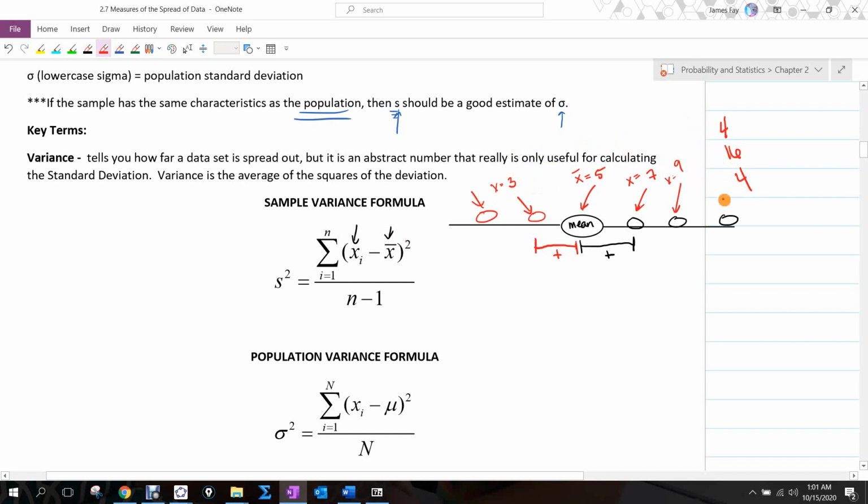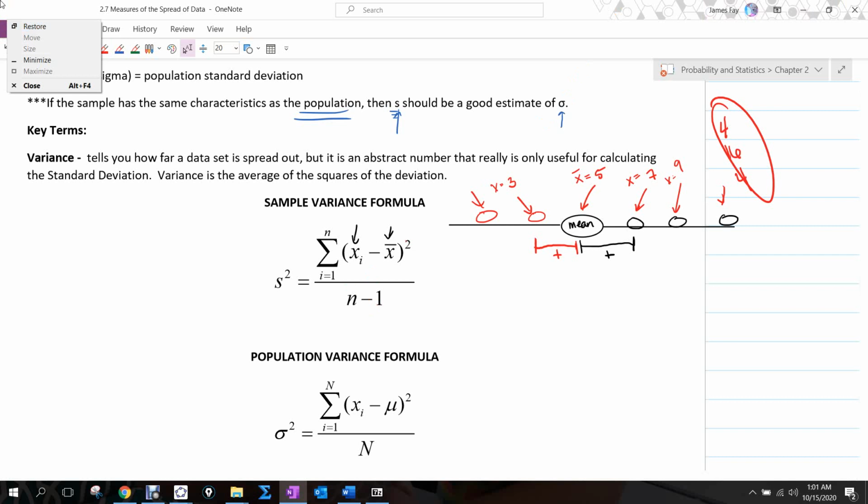So I would do this with all of these data points, and determine how far away they are from the mean. What is the deviation of each of these squared? And then remember that capital sigma tells me you're going to sum all those up. You're going to add all those up, and then you're going to divide by n minus 1. So in this case, I have 5 data points, so I would divide by 4.